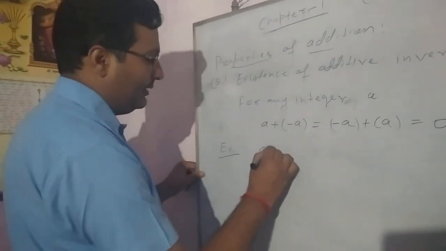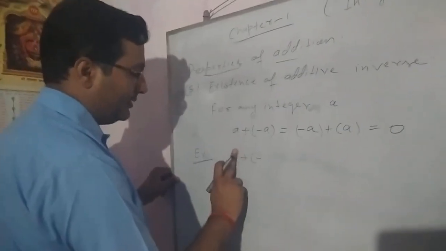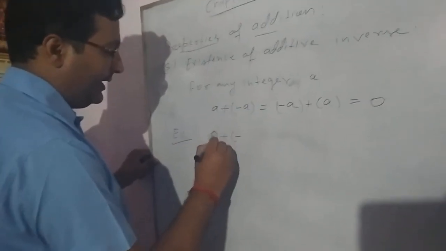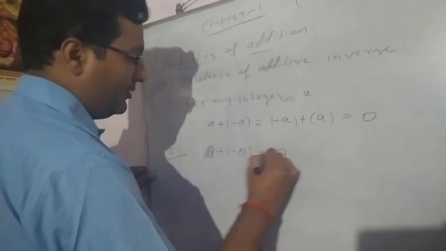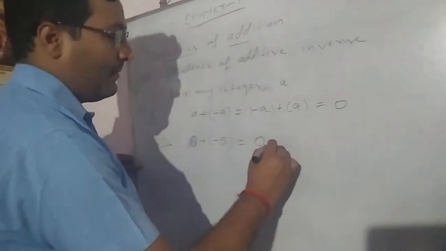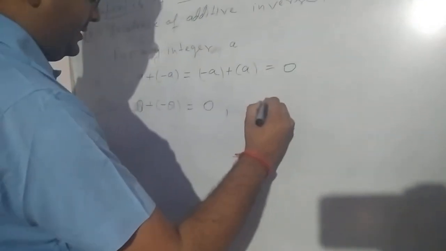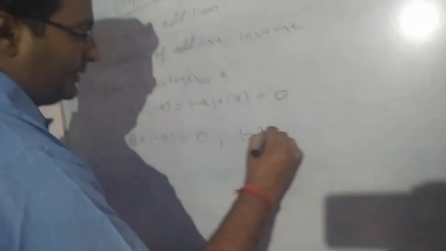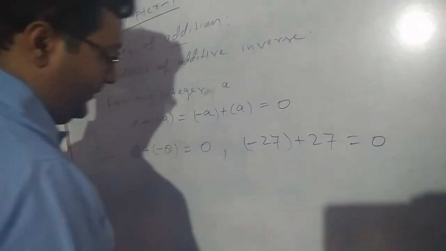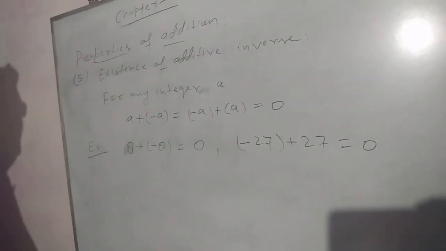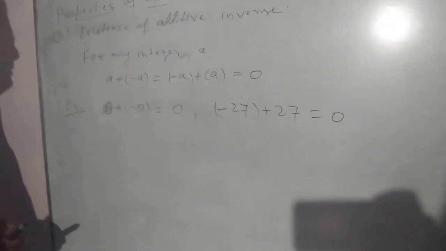For example, 9 plus minus 9, or otherwise think of 8. 8 plus minus 8, what do we get? 0. Minus 27 plus 27, what do we get? 0. Okay, now the properties of addition are completed.